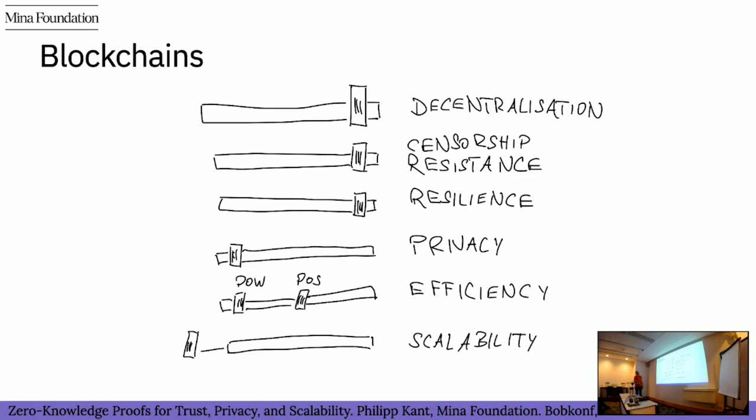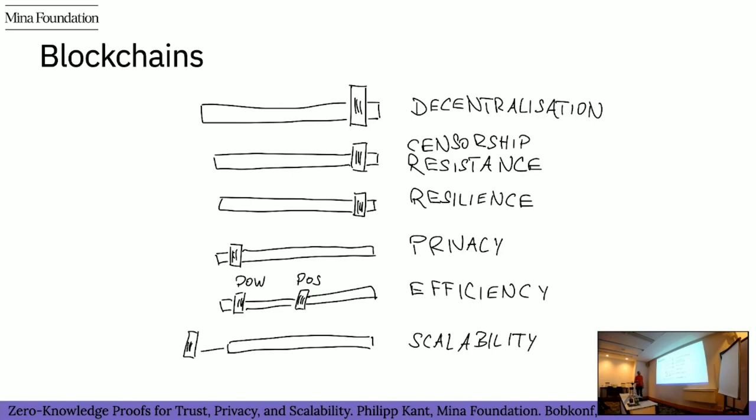The cost is privacy, efficiency, and scalability. If you have an open ledger where anybody should be able to just add transactions to the ledger, then by default, they also need to know and can read every transaction. So by default, you just have no privacy. In Bitcoin, you have some pseudonymity, but that's easily opened if you really want to.